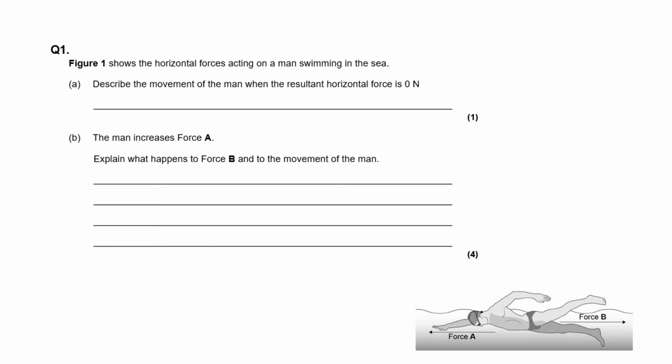Okay, question 1a asks us to describe the movement of the man when the resultant horizontal force is 0. Now we know from Newton's first law that when there is a net or resultant force of 0, then you are travelling at a constant speed. Now he must be moving because he's in the water and he's not just sinking to the bottom. So in this case, he's moving with a constant velocity.